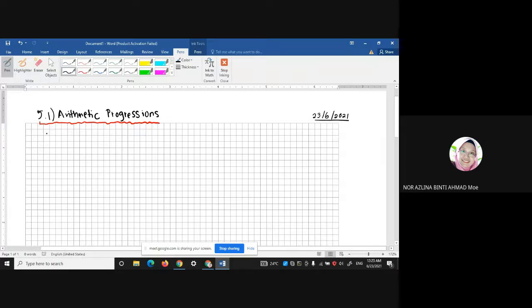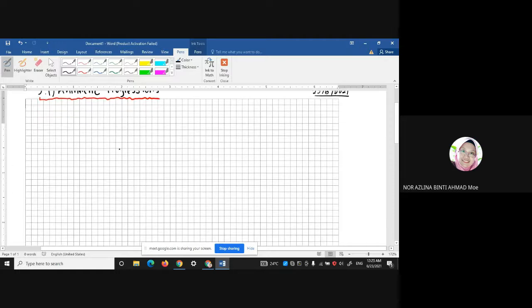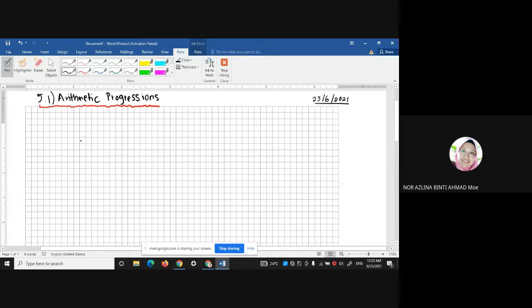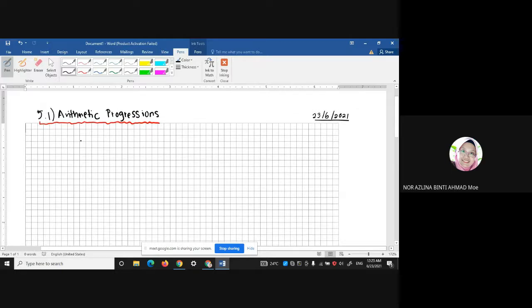Okay, today we continue about arithmetic progression. First, we have discussed, we had learned before about arithmetic progression, involving operation plus and or minus. Next, in arithmetic progression we have A, the first term, and D, the common difference. So how to get D? To get D is Tn minus Tn minus 1.